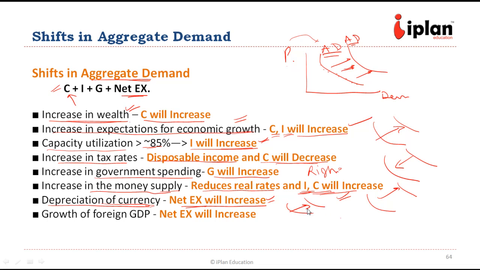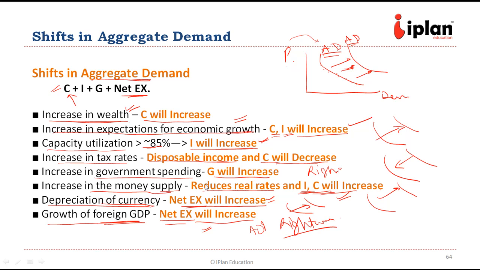And one more reason is growth of foreign GDP. If foreign GDPs are increasing, they will import more from our economy, so we'll be able to export more. Our net export minus import will increase and the aggregate demand will rise. There will be a rightward shift in the curve. Because of these reasons, there will be a rightward shift, and if the reasons are opposite, there will be a leftward shift in the aggregate demand. Now let us look at the shifts in aggregate supply. What happens?